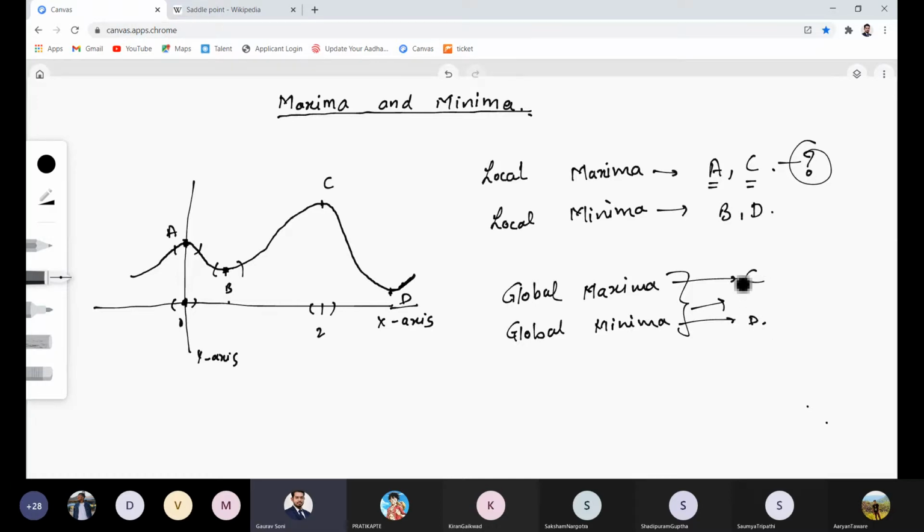So what I can do is find all the local maxima, and from the locals I can take the one with the greatest value and declare that yes, it is the global maxima, and similarly the global minima. Fine. One more thing, what you have seen in your 12th standard, saddle point. Can anyone define what a saddle point is, if you have read somewhere?